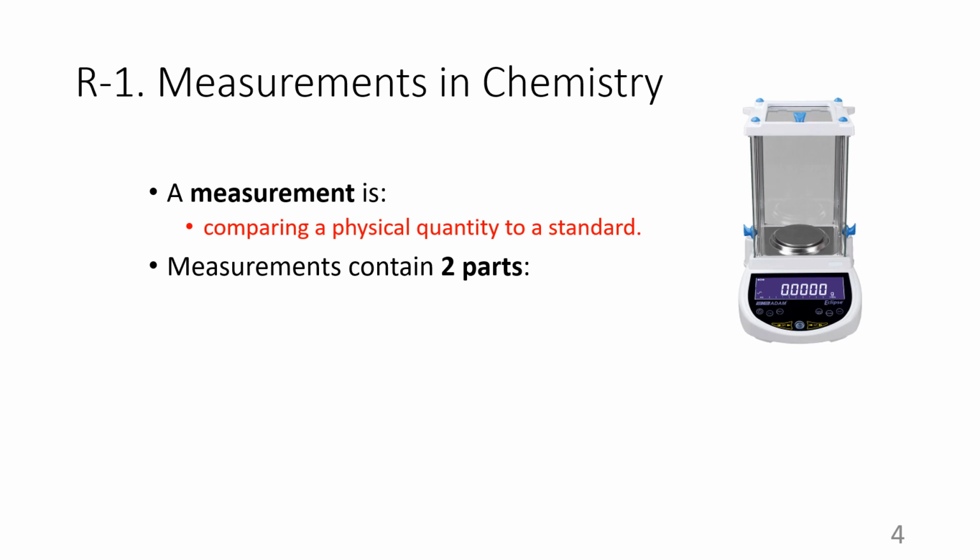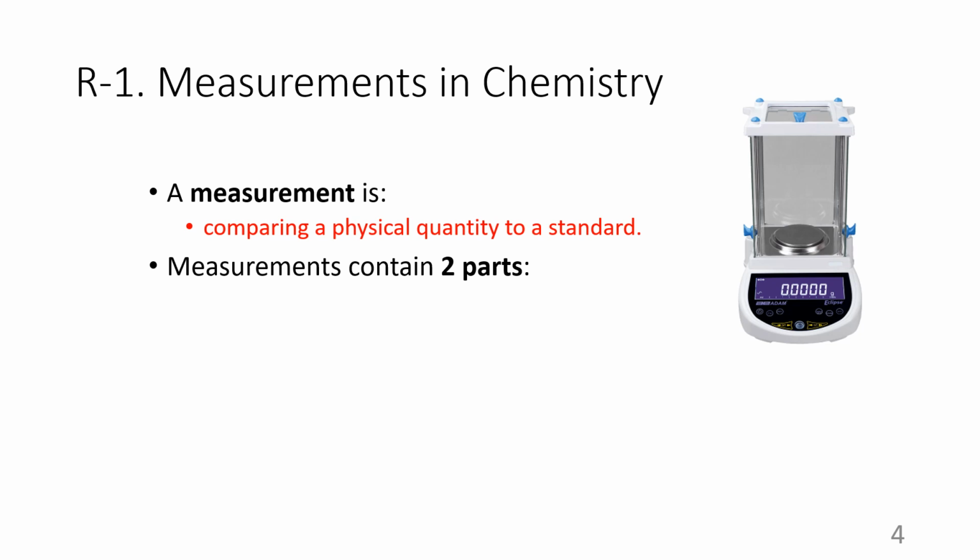A measurement is comparing a physical quantity to a standard. Take, for example, the measurement of mass on a top-loading balance. The actual quantity that is being measured is an electrical signal that's produced by a force or a pressure exerted when you place a load on the top of the balance. That electrical signal is compared to a standard. The standard would be standard masses of known calibrated quantity, for example, a 1 kilogram or a 500 kilogram mass. And the balance is calibrated with these standard masses so that the actual physical quantity being measured, the electrical signal, can be converted into a mass in grams or kilograms.